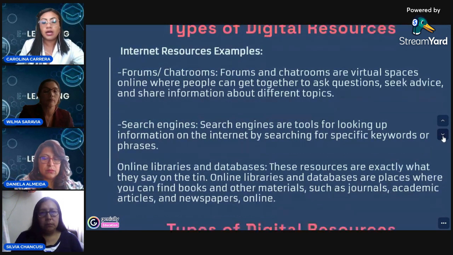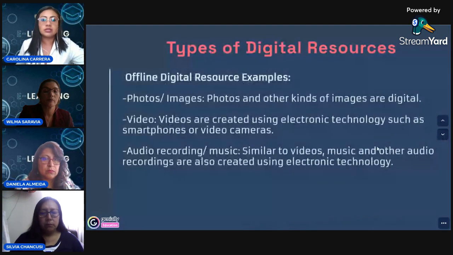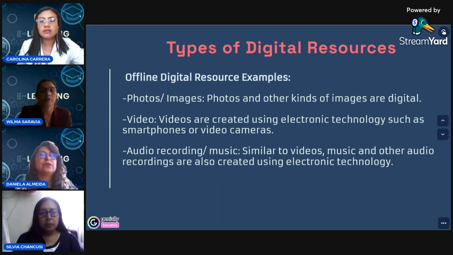And now we have two offline digital resources. We don't need to connect to the internet to explore or use them. For example, photos, pictures, or images. Photos and other kinds of images are digital. We can take a picture with our cell phone or with our camera, and we can use it to adapt our educational material, or the students can use it for homework or share it with classmates in an academic context.